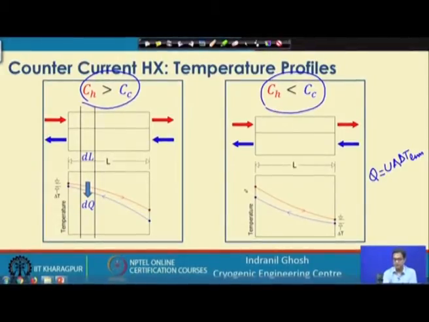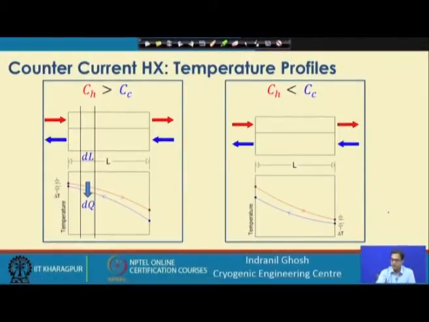Only thing is that this time delta T large is occurring on this side and delta T small is occurring on this side, in contrast to this situation. Other things will remain the same, the sign etc. will also be taken care of accordingly, and the same expression remains valid for this situation. Now, the counter current situation we have already looked at and discussed.